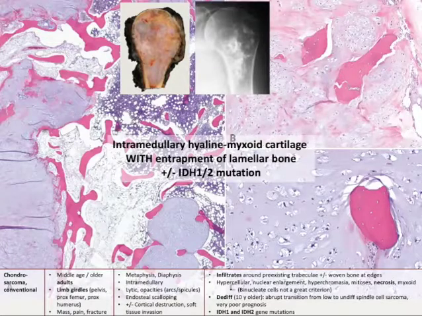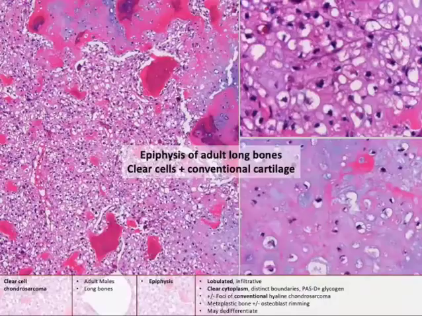Once you're dealing with a malignant chondrosarc, you're dealing with something that now entraps your pre-existing trabecular bone, that has more of a myxoid appearance rather than a hyaline stromal appearance. Can be of varying grades from 1 to 2 to 3 to dedifferentiated, which is basically high-grade spindle cell sarcoma next to low-grade cartilaginous sarcoma.